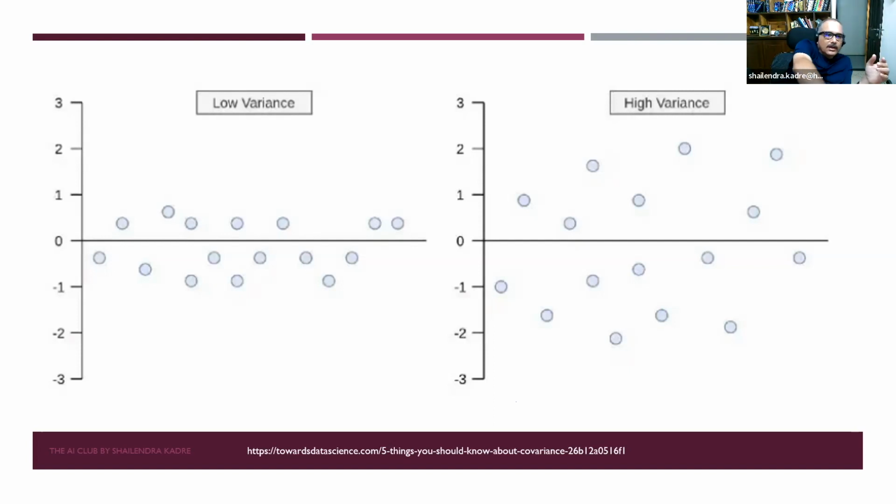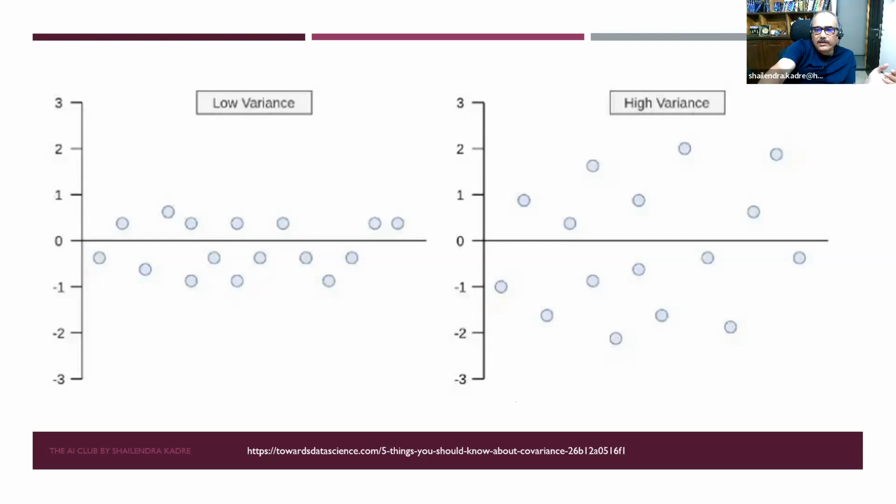See here, 0 in the middle is the mean line. Around the mean line, the data is scattered very nearby, minus a little bit and plus a little bit. So it is very low variance.